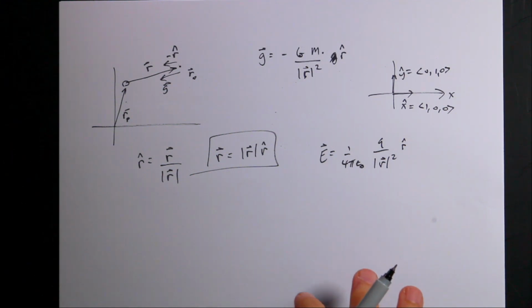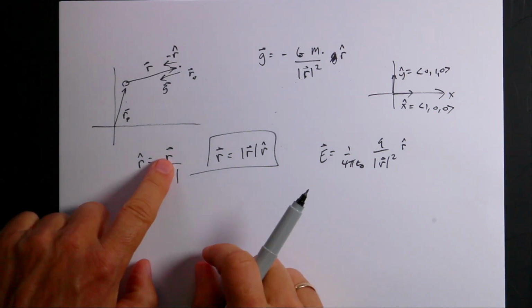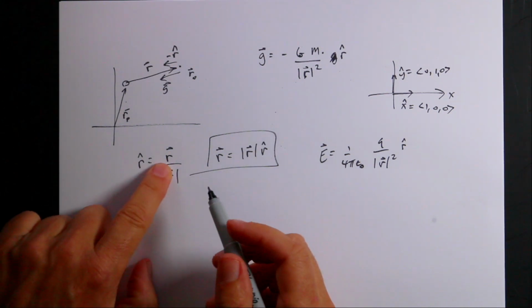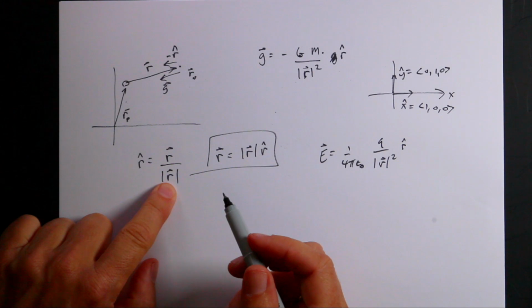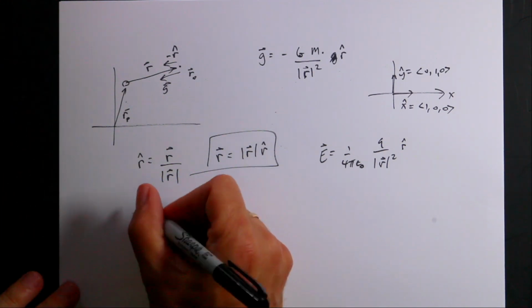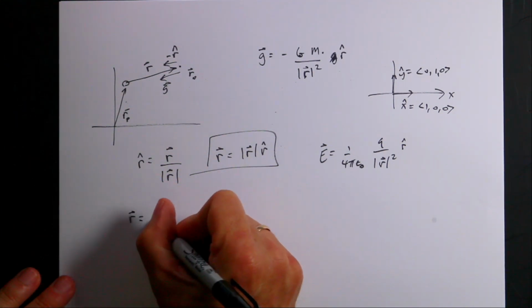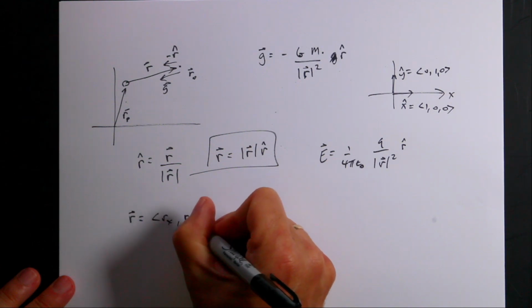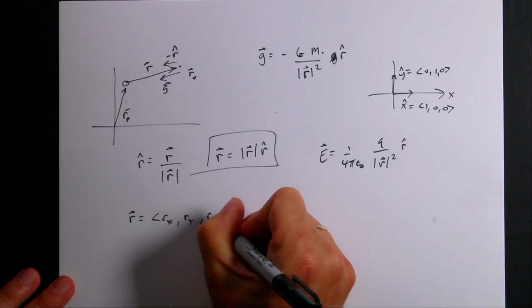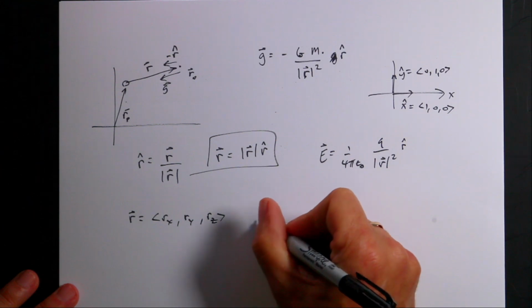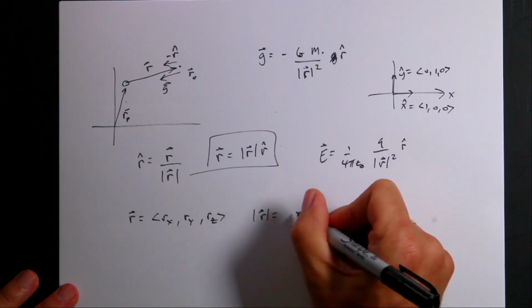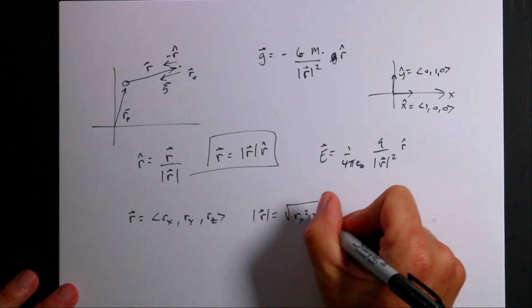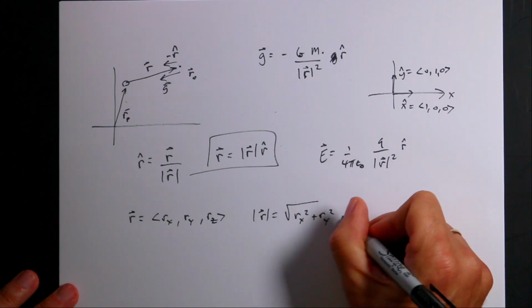When we do electric flux, we need unit vectors there too. So it's a way to make a scalar back into a vector. And we can find it by dividing this vector by the magnitude of that vector. So let's just write that out. Let's say I have r equals rx, ry, rz. Then the magnitude is going to be the square root of rx squared plus ry squared plus rz squared.